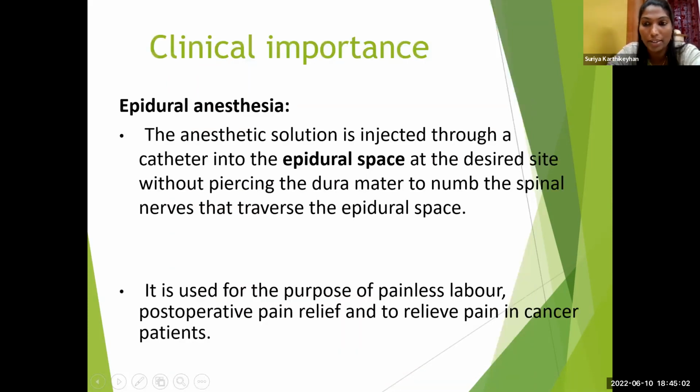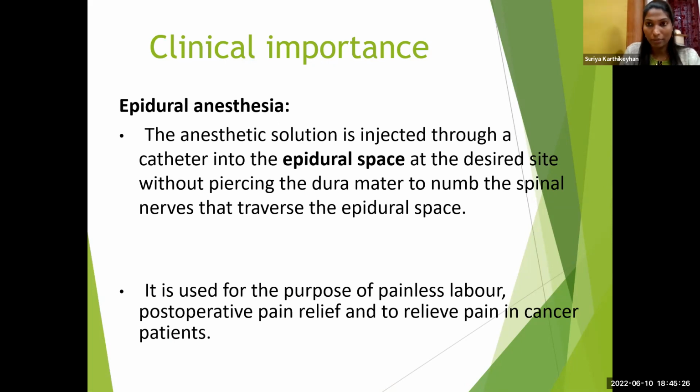What is the clinical importance? We use epidural anesthesia. What is epidural anesthesia? The anesthetic solution is injected through a catheter into the epidural space at a desired site without piercing the dura mater. We are not getting into the meningeal coverings. We are just reaching the epidural space. We are just injecting the anesthetic solution.